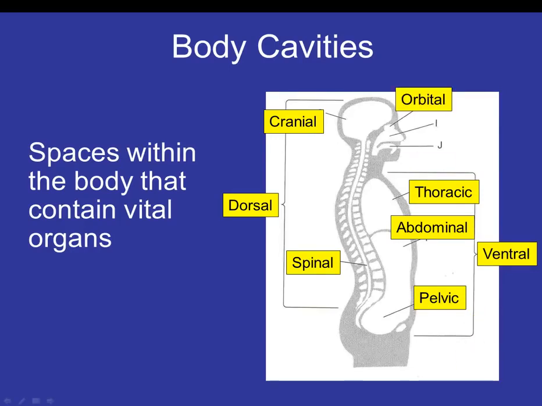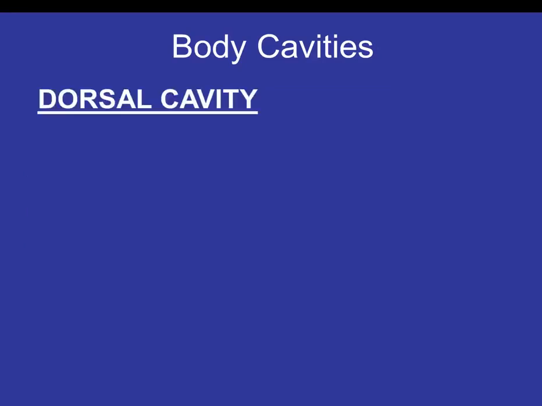Then moving back up to the top, we have your orbital, which contains our eyes. Nasal, pertaining to the nose. That's our nose cavity. And then buccal, if you break that word down, bucc refers to the cheek. So al is pertaining to the cheek. So basically everything in the mouth, the cheek, the teeth, the tongue, that is your buccal cavity.